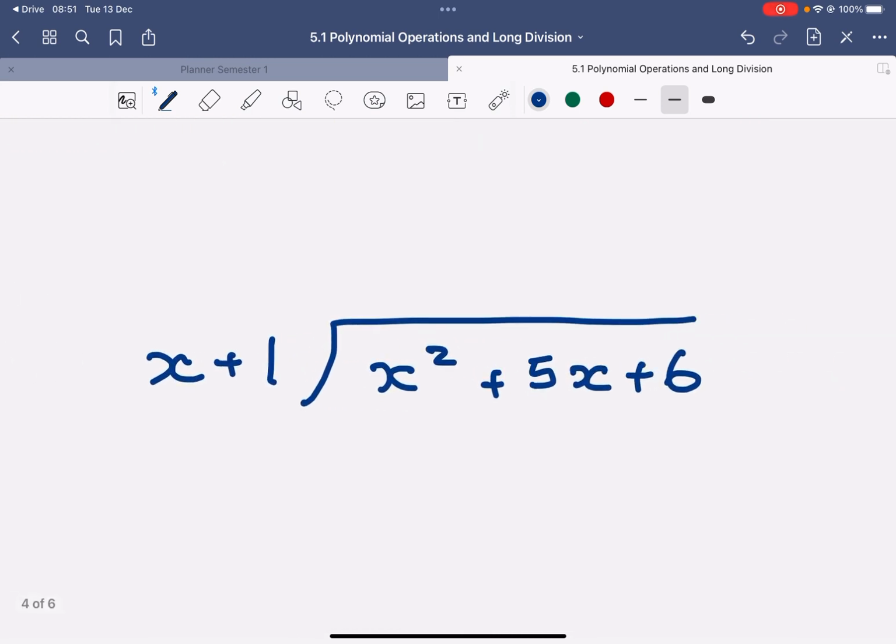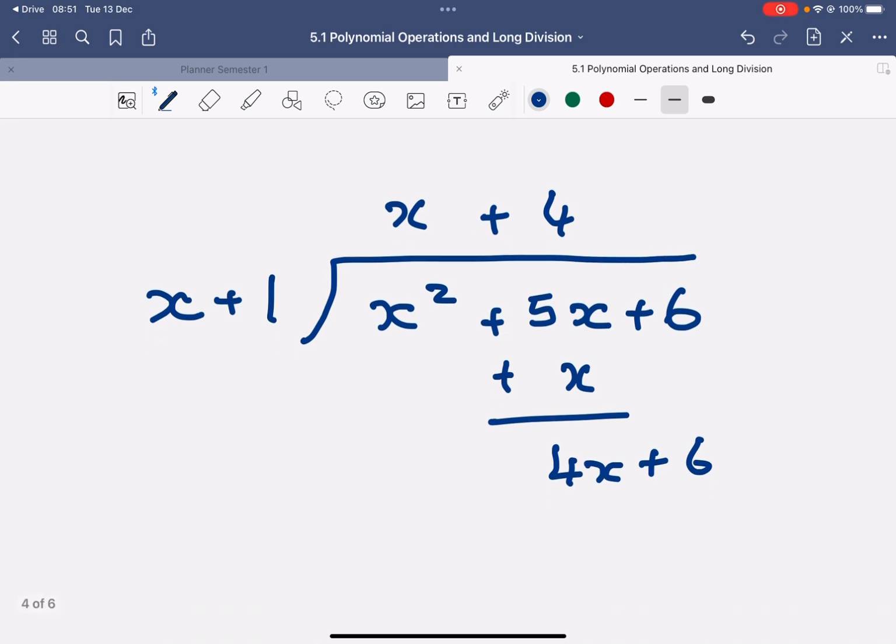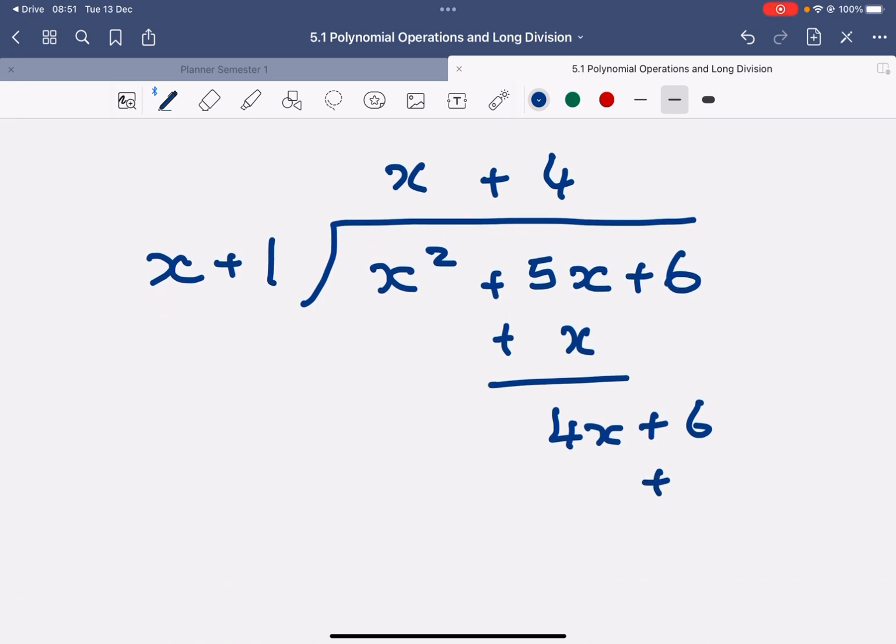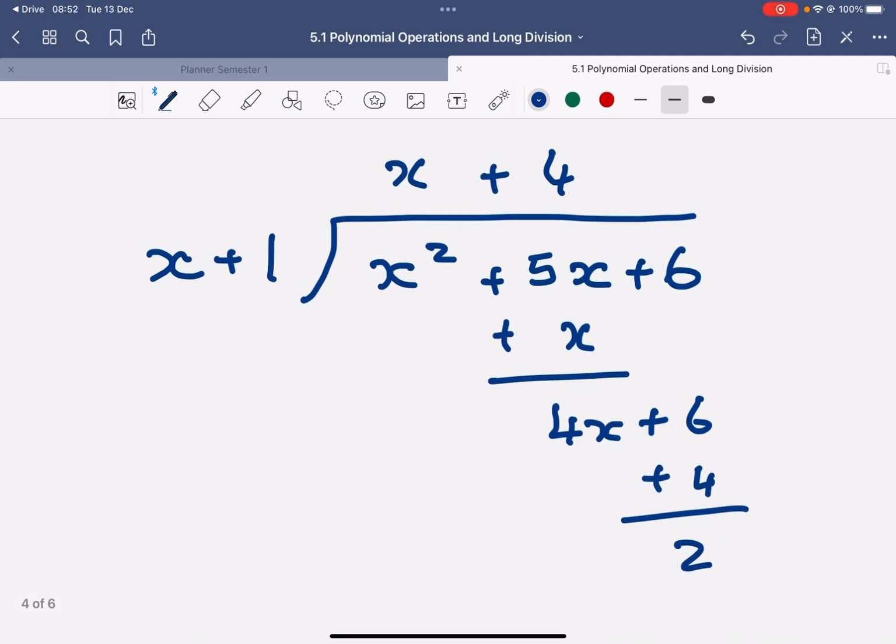Okay, one more to do with the x plus 1. So we've got x here, times it by 1, so that gives me plus an x. We take it away to give me 4x. We divide by x again to give me 4. Let's drop that 6 down. Add 4, well, we're taking away, so it gives me 2. So my answer is x plus 4 and 2 over x plus 1.